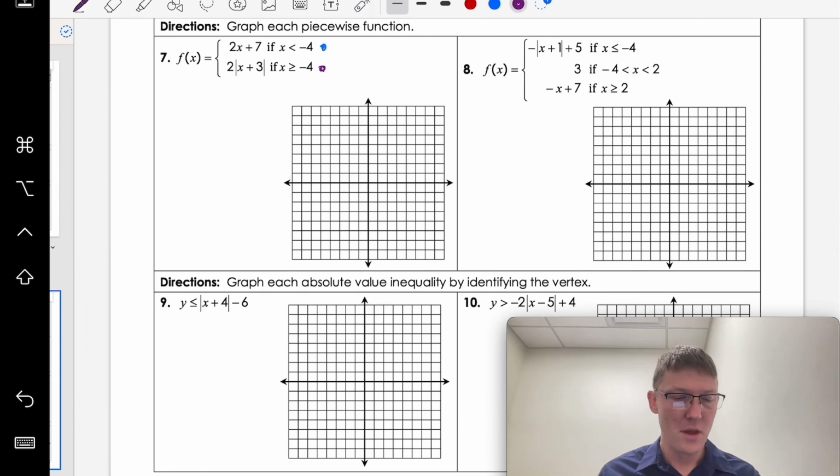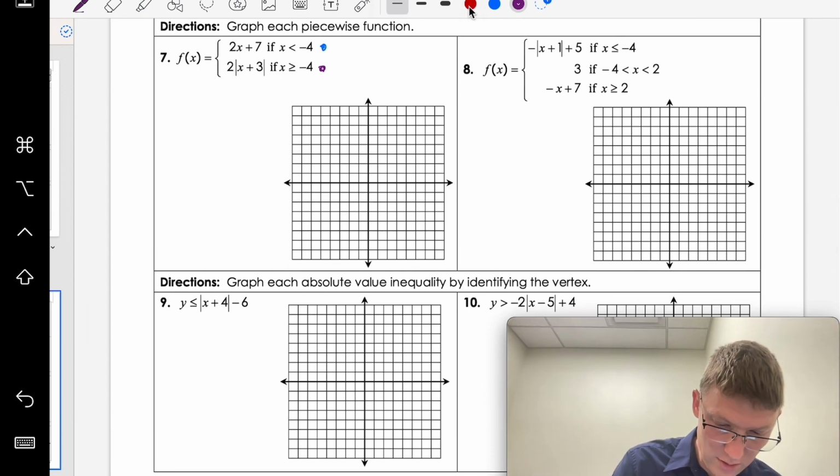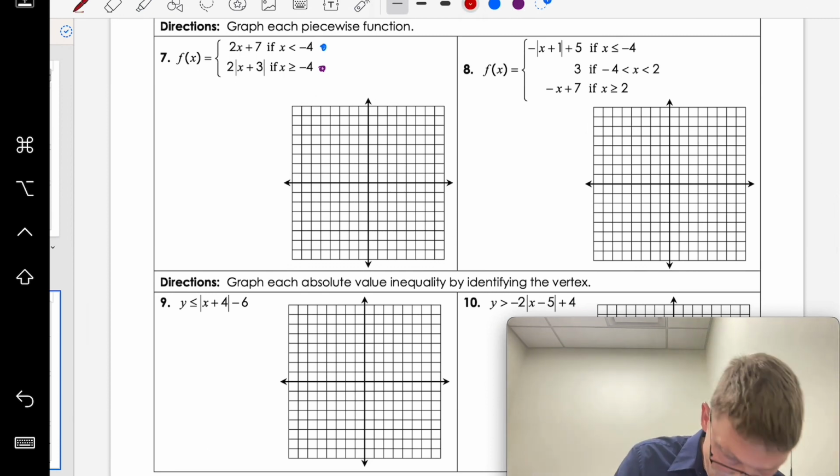And again, piecewise functions, it's the same thing. You're just graphing normal things. You just have that boundary line. So on one side of it, you graph one of them, and on the other side, you graph the other one. So our boundary line in this case, I'll do it in red, is at negative 4. 1, 2, 3, 4.